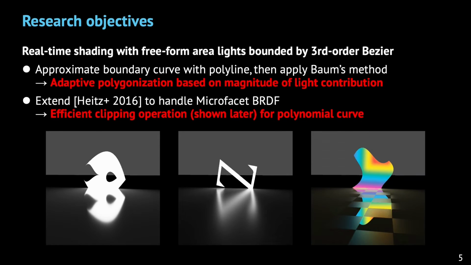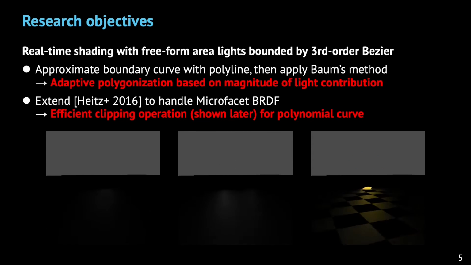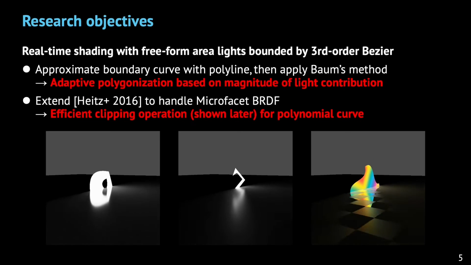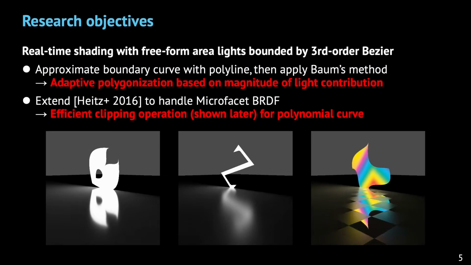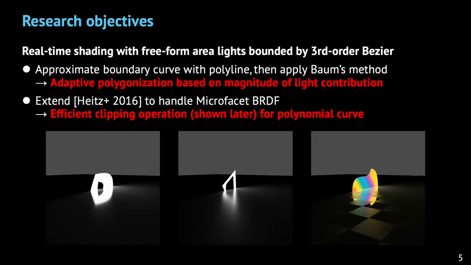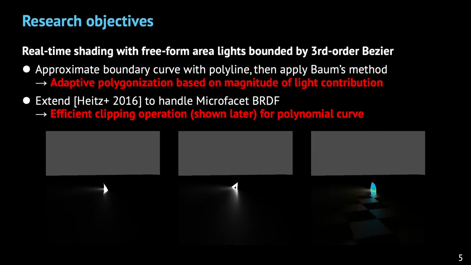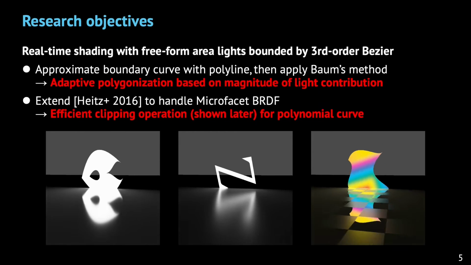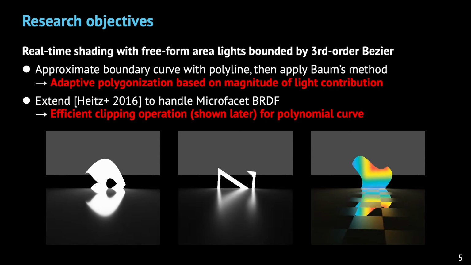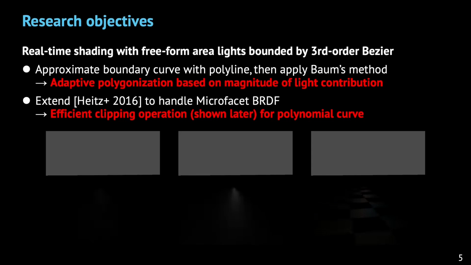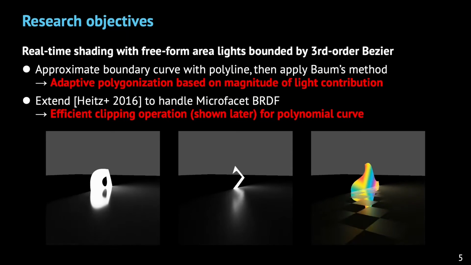Therefore, our research aims to achieve real-time rendering with freeform area lights whose boundary shape is represented by third-order Bézier curves. Our method is simple, which approximates a boundary curve with a polygon and applies Baum's method to the resulting polygon. To polygonize the boundary curve, we propose an adaptive approach that takes care of the magnitude of illumination from a part of the area light. In addition, we extend the Heitz et al.'s approach for microfacet BRDF. Their method requires a special clipping operation to obtain correct shading results. We extend the clipping operation for the boundary shape defined by a polynomial curve.